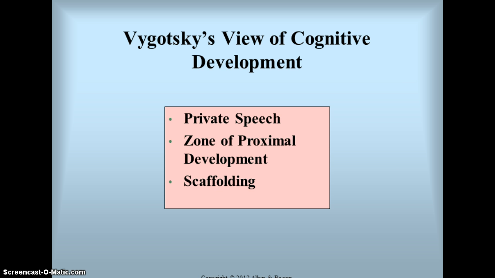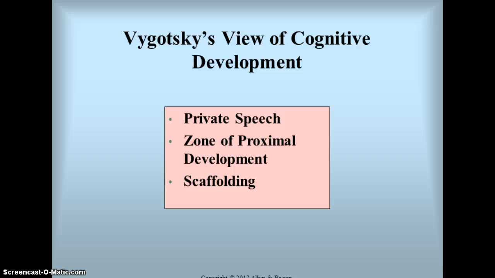The role of private speech in Vygotsky's view is to guide one's activities in solving a problem. The basic implication of the zone of proximal development concept is to teach just beyond students' present understanding.